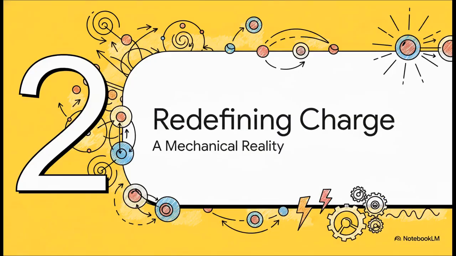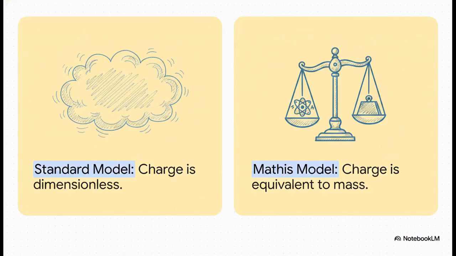Section 2, redefining electrical charge. Now, what's really interesting about this slide is the direct contrast we're seeing. On the left side, you've got the standard model. This model treats charge as a fundamental dimensionless property. It's kind of like a nebulous cloud or an intrinsic quality that's just assigned to particles, completely without any physical mechanics to back it up.